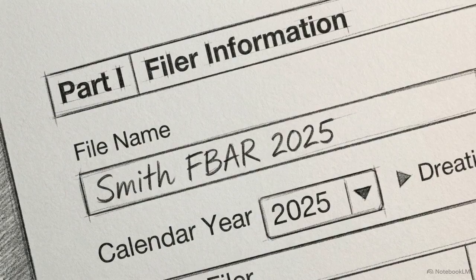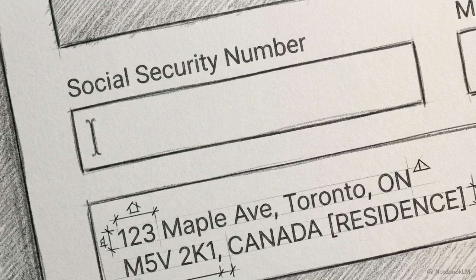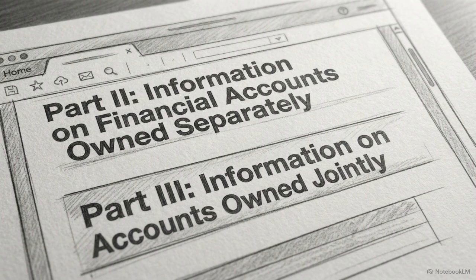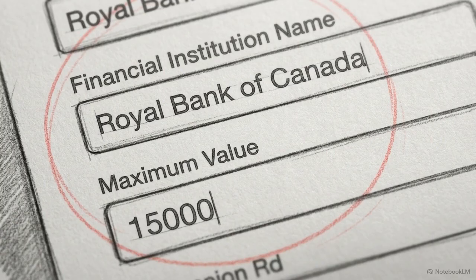Start in Part 1. Give your file a name for your records. Select calendar year 2025 and enter your personal details. This includes your Social Security number and your current Canadian mailing address. Next, move to Part 2 for individual accounts and Part 3 for joint accounts to input the institution names and peak values we calculated earlier.